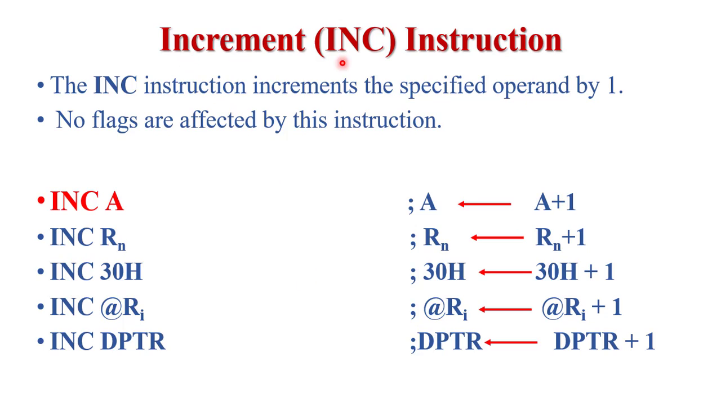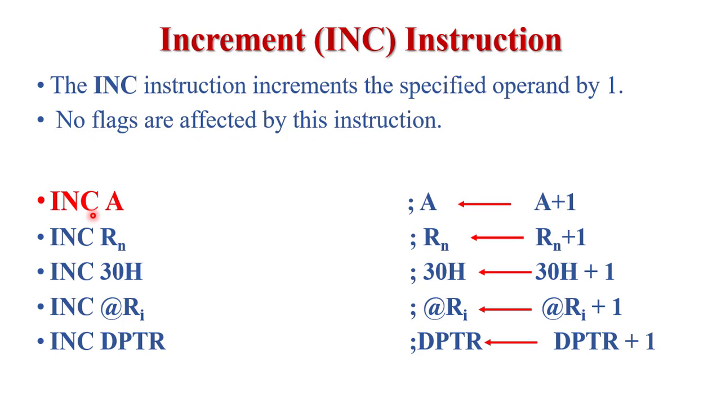Next instruction is the increment instruction. The opcode of increment is INC. This instruction increments the specific operand by 1, and no flag bits are affected. First, let us understand the meaning of the increment instruction. It is not an addition. It just counts the next number. It only counts the next number. Increment counts the next number, or decrement counts the previous number. So no flags are affected by this instruction.